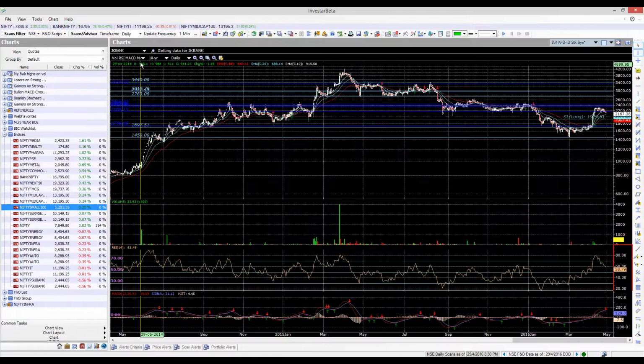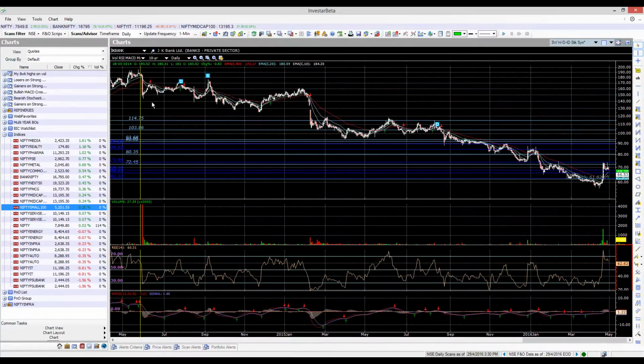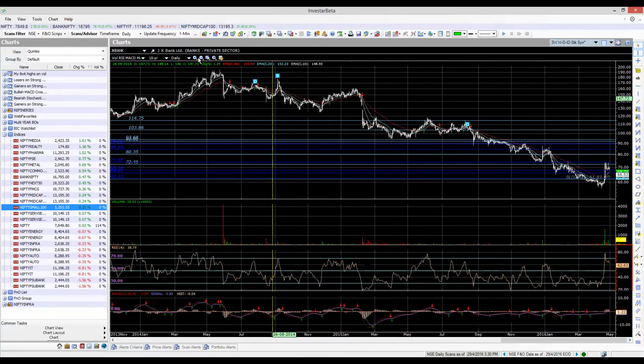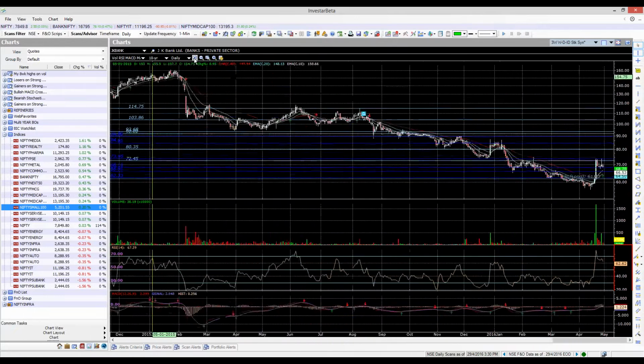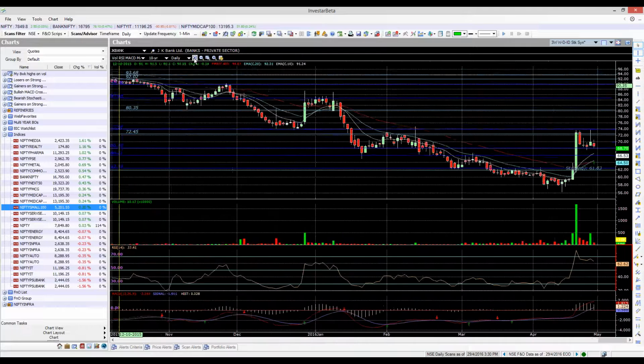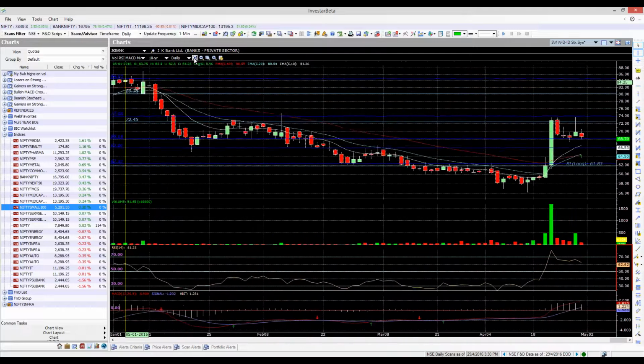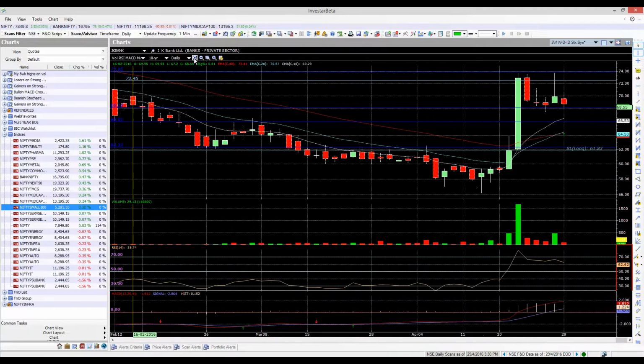J&K Bank. That's how it is here. Whoa. This is a big surprise. I was definitely not expecting this sort of a move. This is just unbelievable. Public sector, private sector bank, right? Yeah. 60 to 72. This is definitely to be bought.